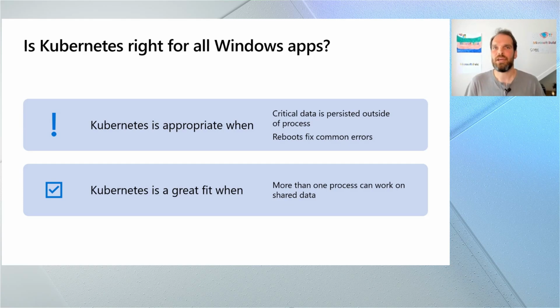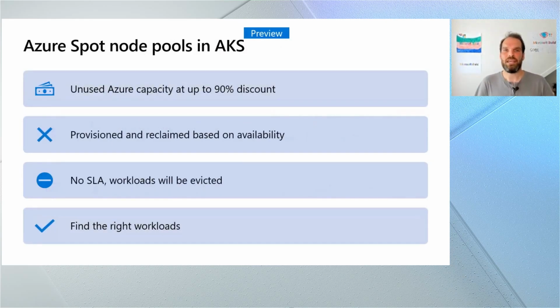And if you have those scenarios where you also see that reboots can fix these kind of common errors, it's even better. And if you want to have an easy way of scaling applications, having these applications be able to work simultaneously on a shared set of data is also a good thing. Now, speaking about scaling, let me introduce you to Azure Spot node pools in AKS.